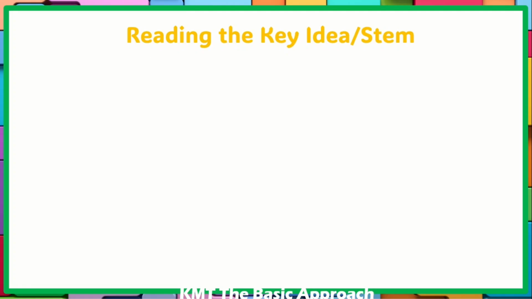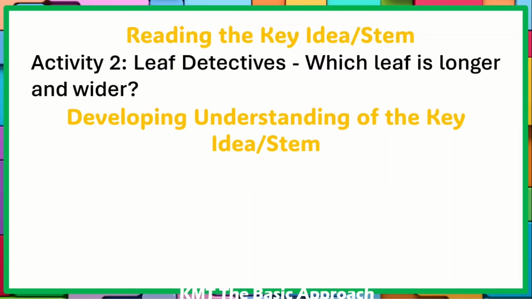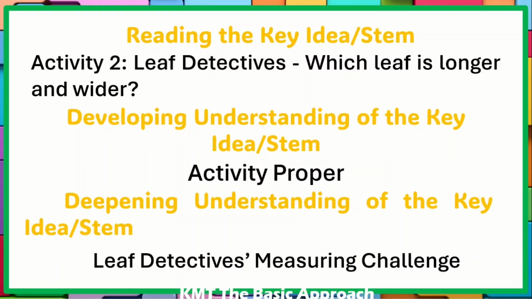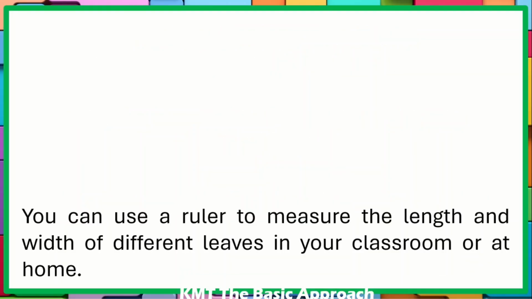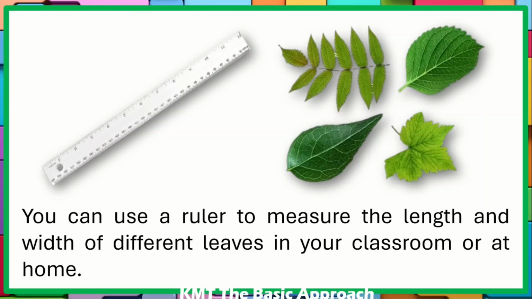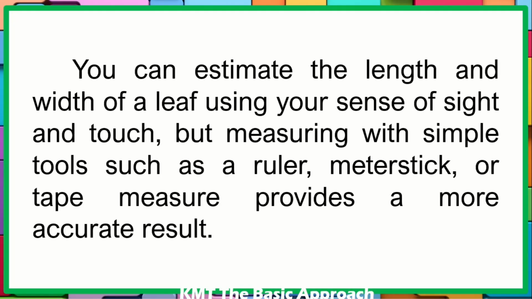Reading the key idea or STEM. Developing understanding of the key idea or STEM, and deepening understanding of the key idea or STEM are to be guided by your actual teacher. You can use a ruler to measure the length and width of different leaves in your classroom or at home. You can estimate the length and width of a leaf using your sense of sight and touch. But measuring with simple tools such as a ruler, meter stick, or tape measure provides a more accurate result.